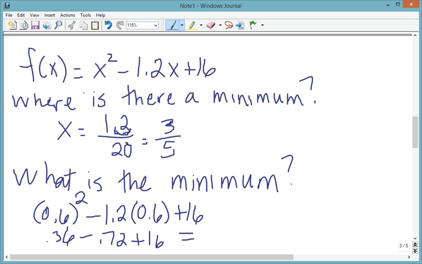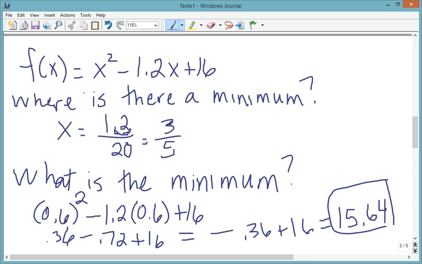So 0.36 minus 0.72 is going to be negative 0.36 plus 16. So we're going to have 15.64 if I take away that 0.36. Okay, so this is the minimum value.